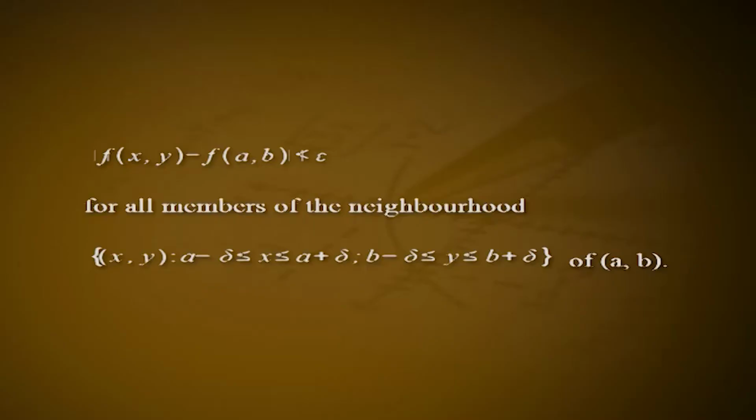Formally, we say that a function f of two variables is continuous at a point (a, b) if corresponding to any pre-assigned positive number epsilon, there exists a positive number delta such that modulus of f(x, y) minus f(a, b) is less than epsilon for all members of the neighborhood of (a, b), the set of all (x, y) such that a minus delta less than or equal to x less than or equal to a plus delta and b minus delta less than or equal to y less than or equal to b plus delta.